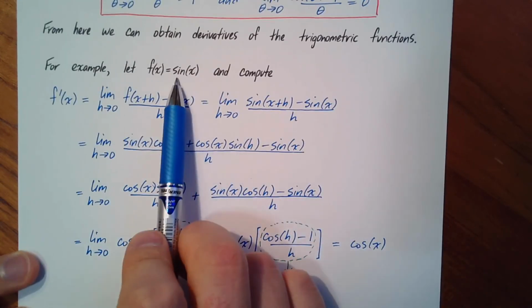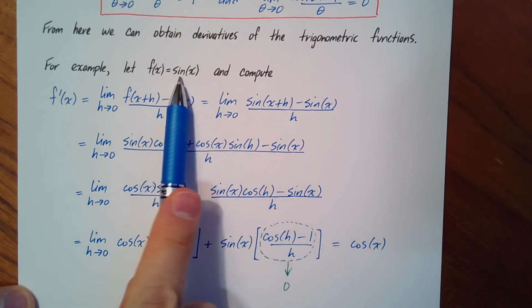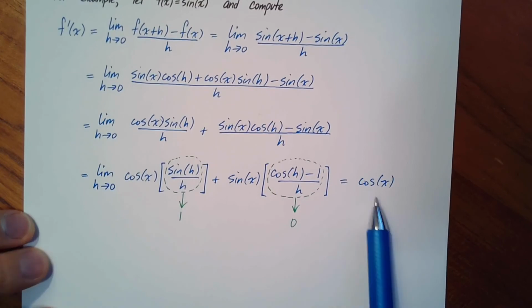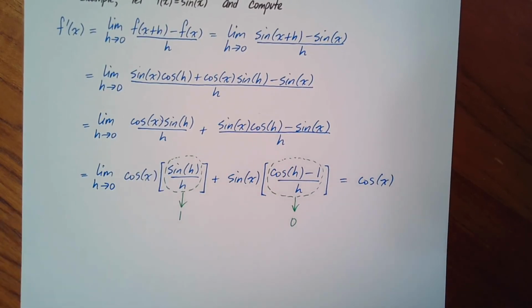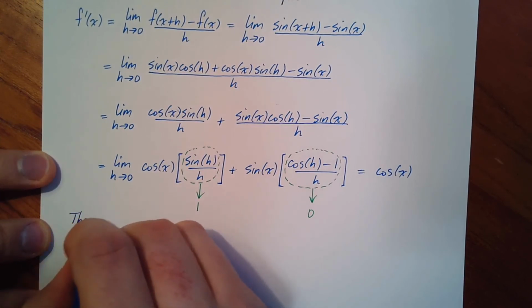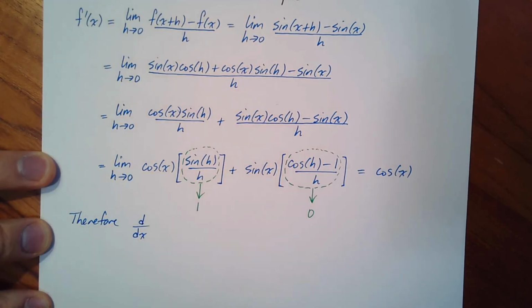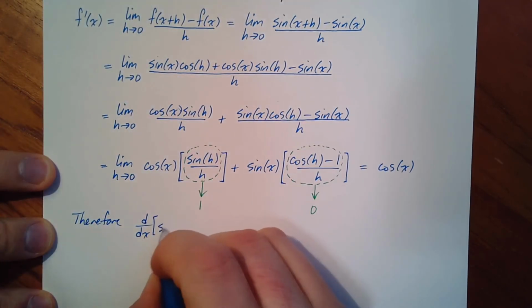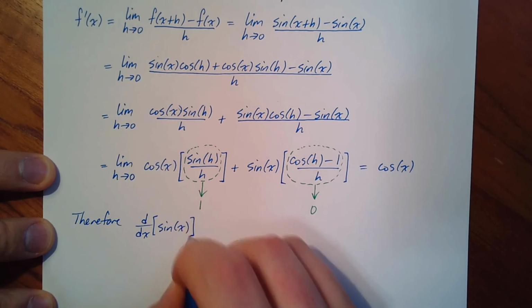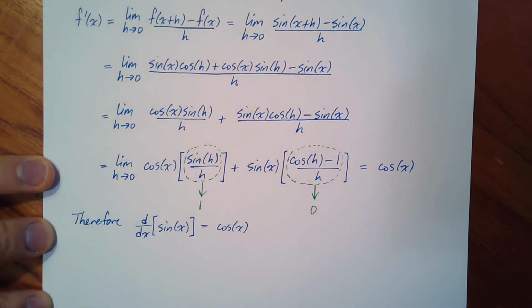You might expect a really weird answer that would be difficult to wrap your head around, but it turns out that the derivative of sine of x is wrapped up really nicely in another sinusoidal function, namely cosine of x. So let's summarize. If I write this in operator notation, I can say the derivative with respect to x of sine of x is equal to cosine of x.